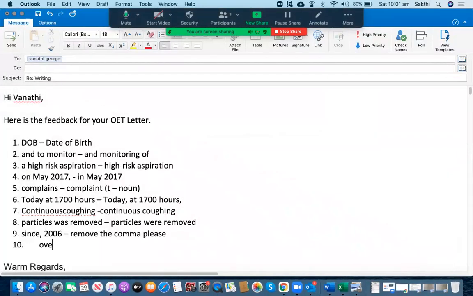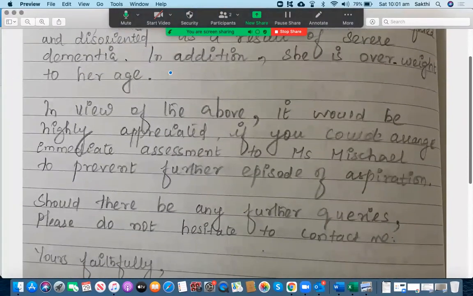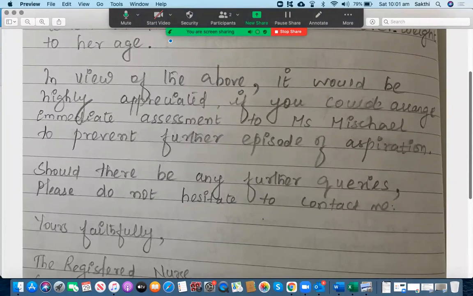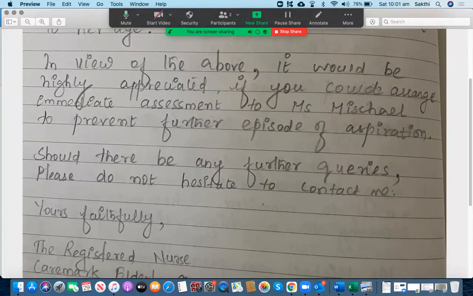Okay, sir. Overweight, okay. Let's see. To her age. Yeah, to her age. It's for her age. Okay, for her age. All right, let's go to the next one. In view of the above, it would be highly appreciated if you could arrange immediate assessment to Miss Michael to prevent further episode of aspiration.